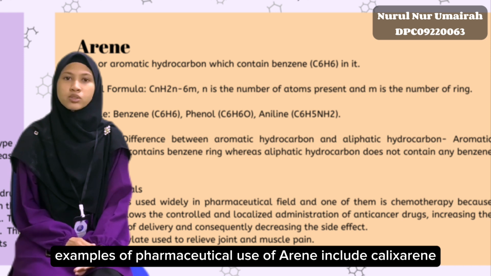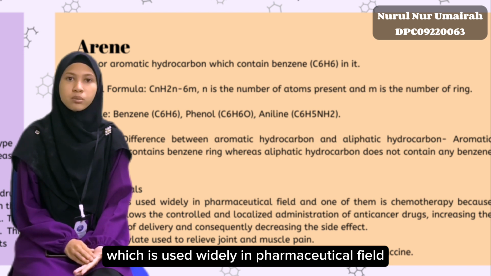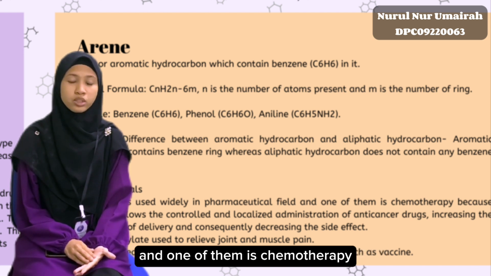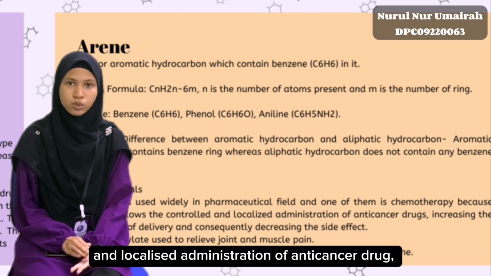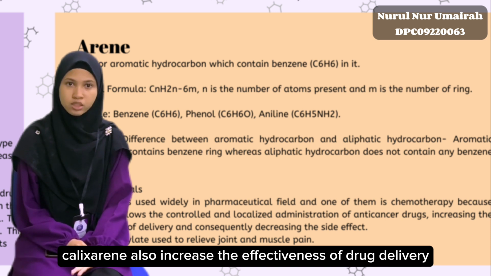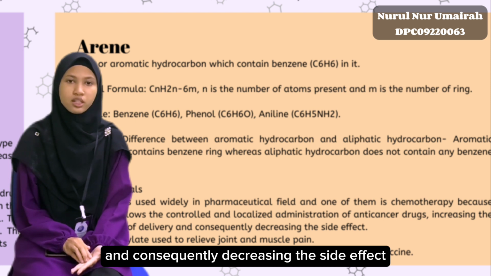Examples of pharmaceutical use of aryl include chlorhexidine, which is widely used in pharmaceutical fields, and one of them is chemotherapy. This is because chlorhexidine allows control and localized administration of anti-cancer drug. Chlorhexidine also increases the effectiveness of drug delivery and consequently decreases the side effects.